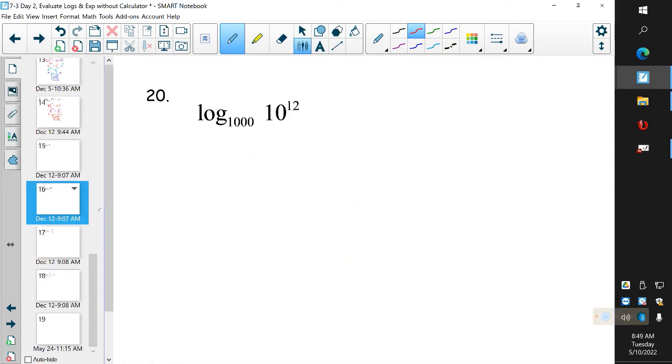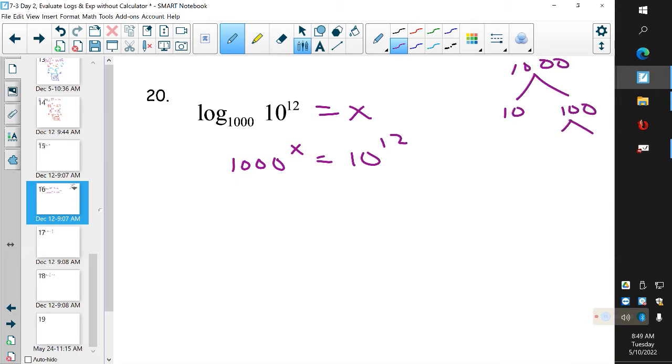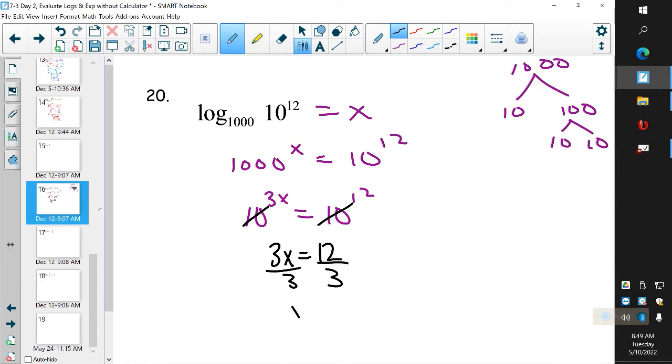Okay, so let's go ahead and do number 20. Set this thing equal to x because it's a logarithm. So this is 1,000 to the x is equal to 10 to the 12. 1,000 is going to be 10 times 100. 100 is 10 times 10. So we know this to be 10 to the 3x is equal to 10 to the 12. Cross off the 10s. 3x is equal to 12. Divide by 3. x is equal to 4.